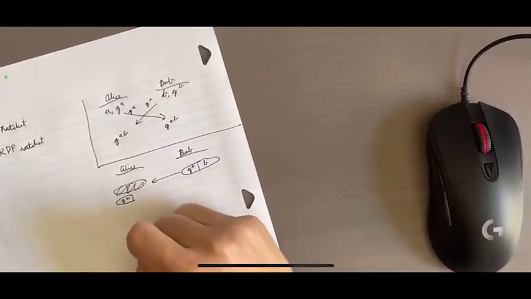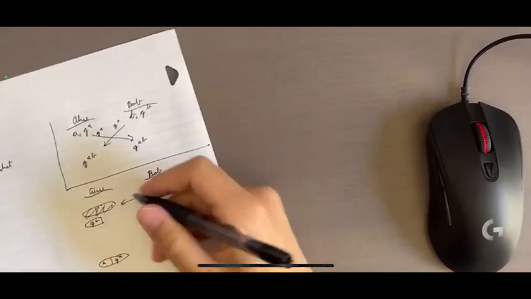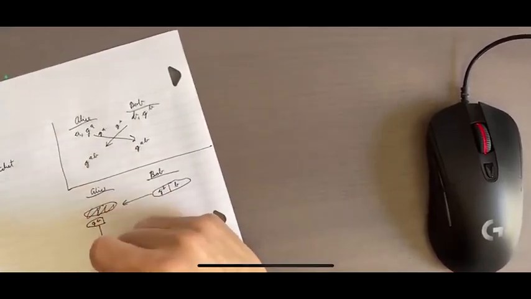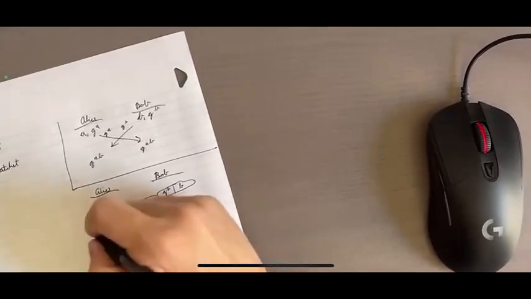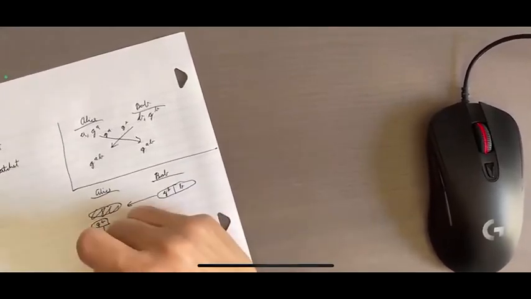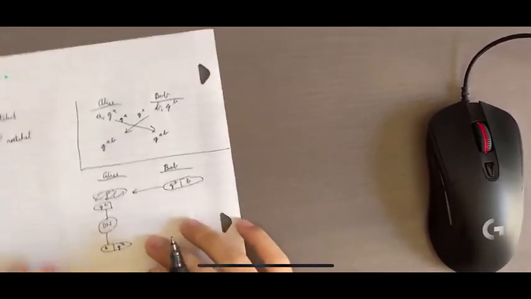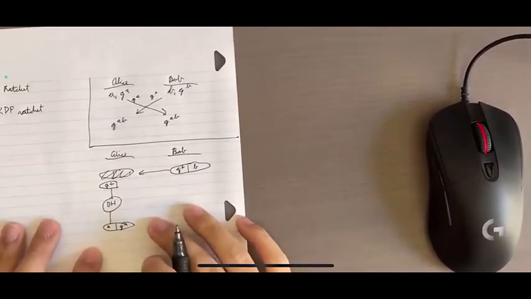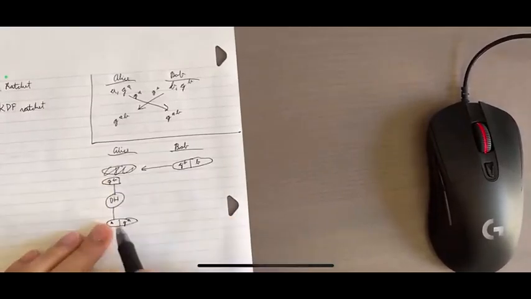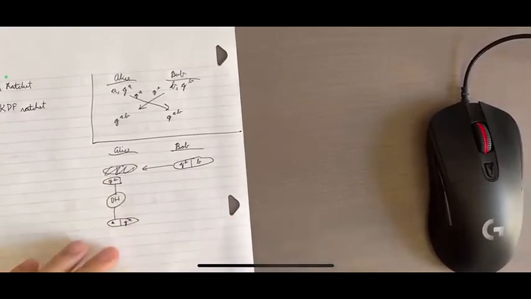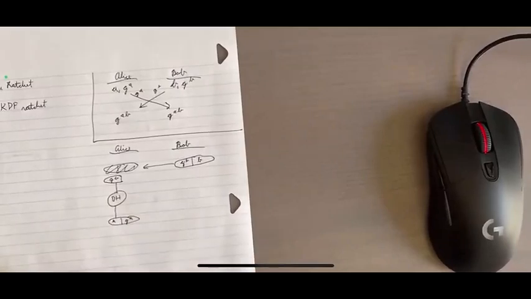So this is A, G to the A. Whenever I do something like this, I'm going to connect G to the B and A, and we're going to say this is a Diffie-Hellman. It just looks a little bit weird because I've laid it out differently, but fundamentally we're still doing the same operations. We have this G to the B, we're raising it to the power of A. You're going to see why I've laid it out like this really shortly.